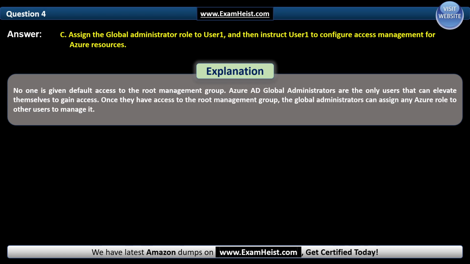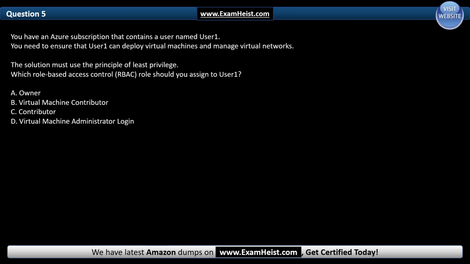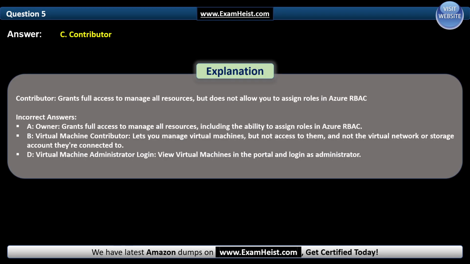Once they have access to the root management group, the global administrators can assign any Azure role to other users to manage it. Question 5. You have an Azure subscription that contains a user named user1. You need to ensure that user1 can deploy virtual machines and manage virtual networks. The solution must use the principle of least privilege. Which role-based access control role should you assign to user1? The correct option is C. Contributor. Contributor grants full access to manage all resources but does not allow you to assign roles in Azure RBAC.